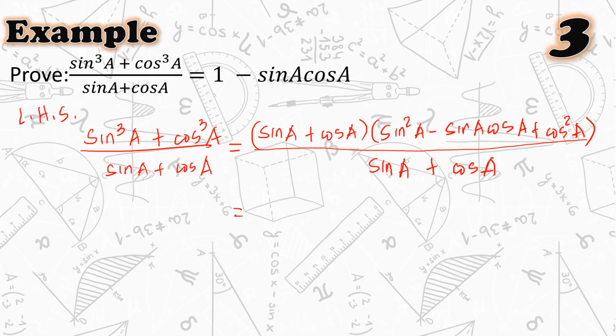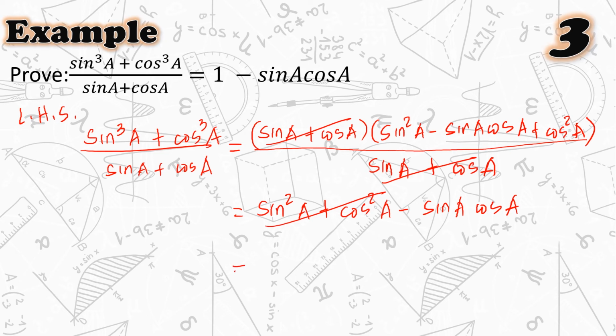Sine A plus cosine A over sine A plus cosine A is equal to 1. And rearranging the remaining factor in the numerator, that is sine squared A plus cosine squared A minus sine A cosine A. By Pythagorean relation, sine squared A plus cosine squared A is equal to 1. Hence, we have now an expression that is equal to the expression in the right-hand side of the original identity: 1 minus sine A cosine A.